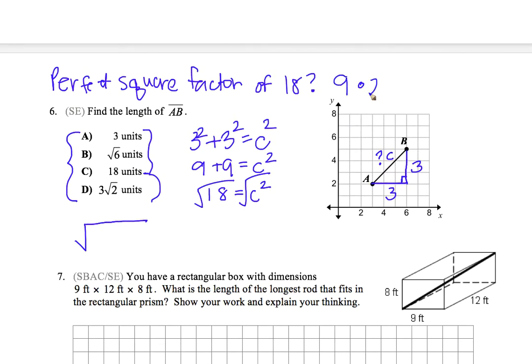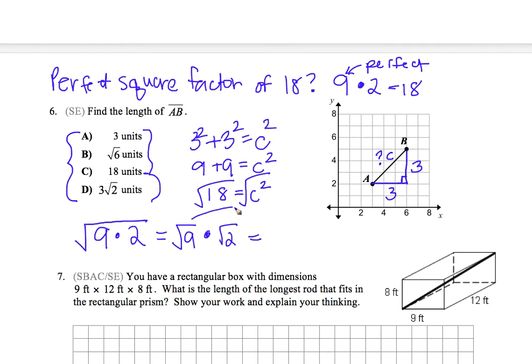I can. 9 times 2. 9 times 2 equals 18, and 9 is perfect, isn't it? So what I could actually do is I could actually write this as square root of 9 times 2. Which actually becomes square root of 9 times square root of 2. Square root of 9 is 3. Can't do anything with the square root of 2. I end up with D.